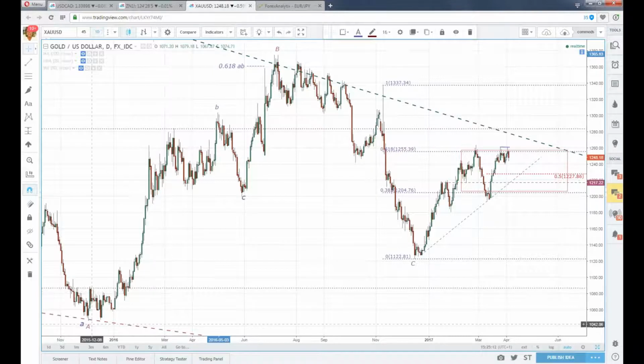I see this as an alternate ABC where the second leg is 618 of the first leg, so we're still in a corrective. For me, an equality move would have gone a bit higher, but what we've done is stall at the 618. So this is like the golden ratio zone, between the 618 and the 38.2, and they're both very messy levels.